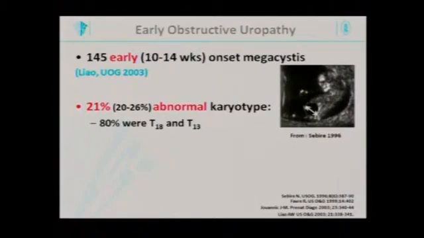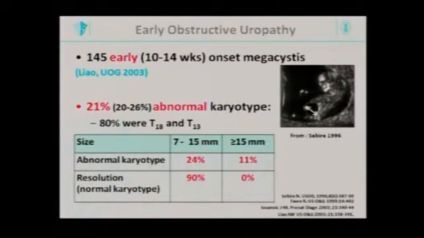In that paper from Sabir that described that first, it was already clear. But we now know, and that is confirmed in different studies, that an early onset megacystis either points to a chromosomal problem, 21 or 18 preferentially, and if it is mild, it will usually disappear. If it is severe, it's going to stay there.